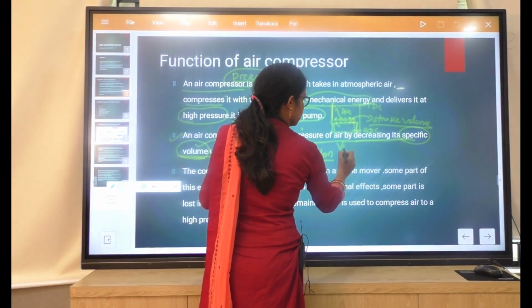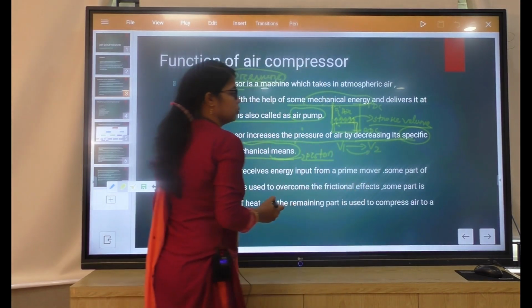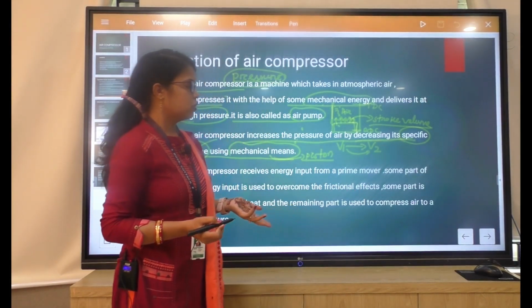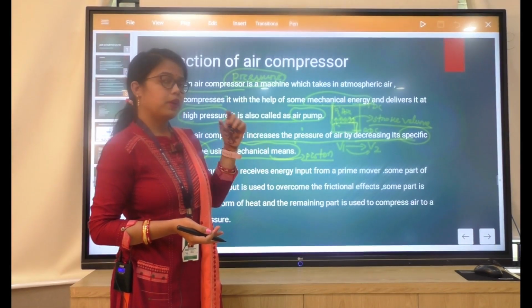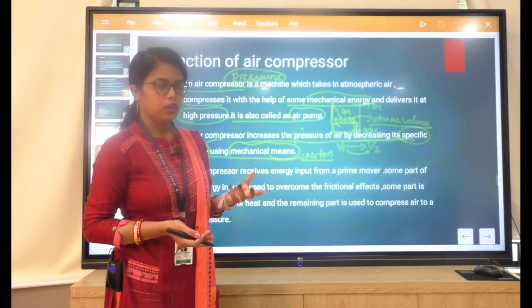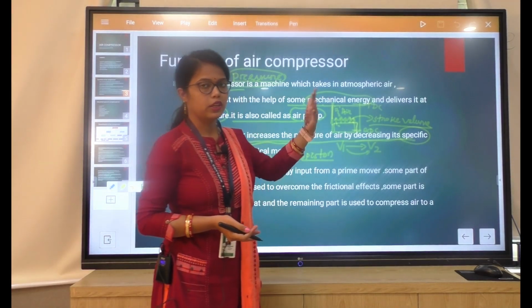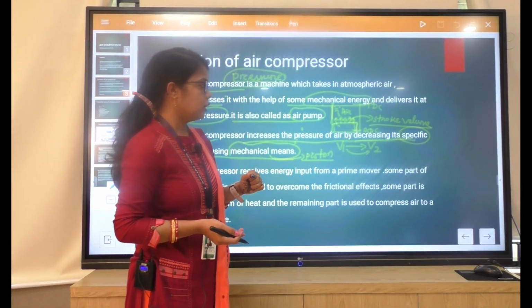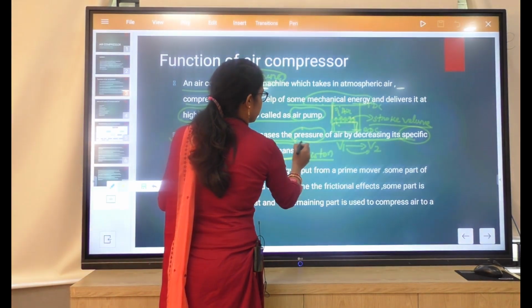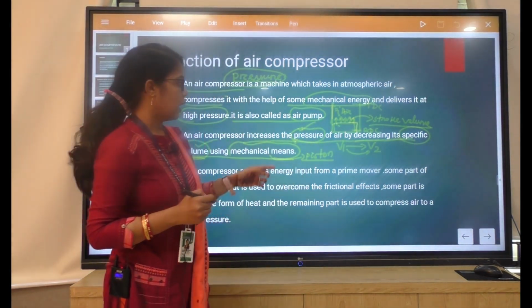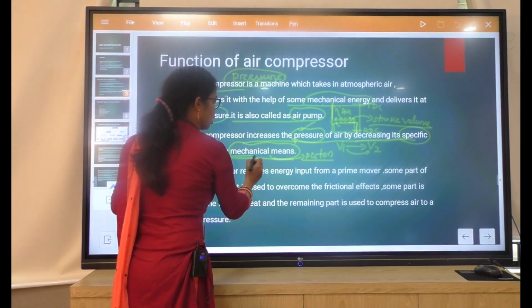Suppose the initial volume is V1 and the final volume is V2, and the volume decreases. Whenever anyone asks you in an interview about the air compressor, what will happen to the volume when the air is compressed, you should immediately answer that the volume will be decreased. Clear? Pressure will increase and volume will decrease, and our aim is not to decrease the volume, but our aim is to increase the pressure. That is our requirement, and to increase the pressure the volume is decreased, using some mechanical means.